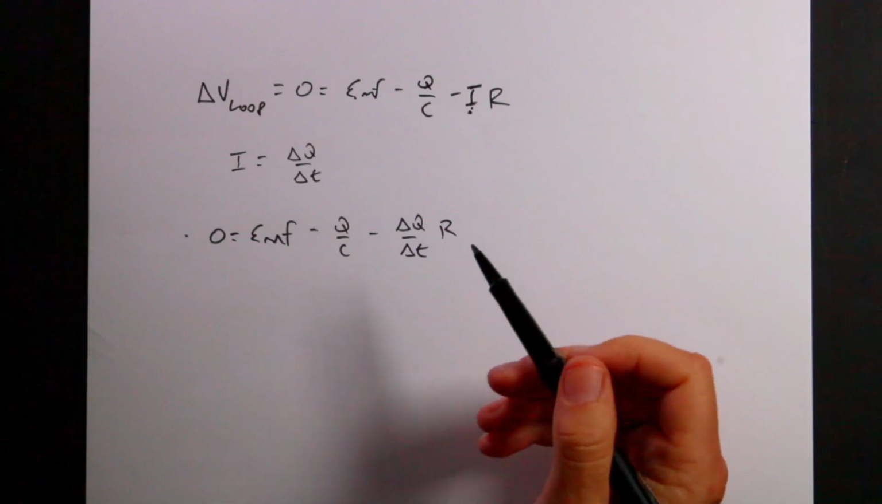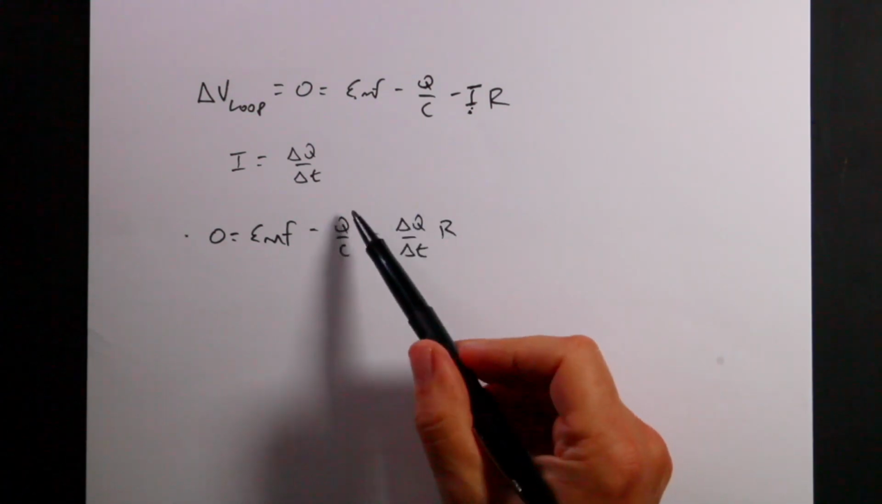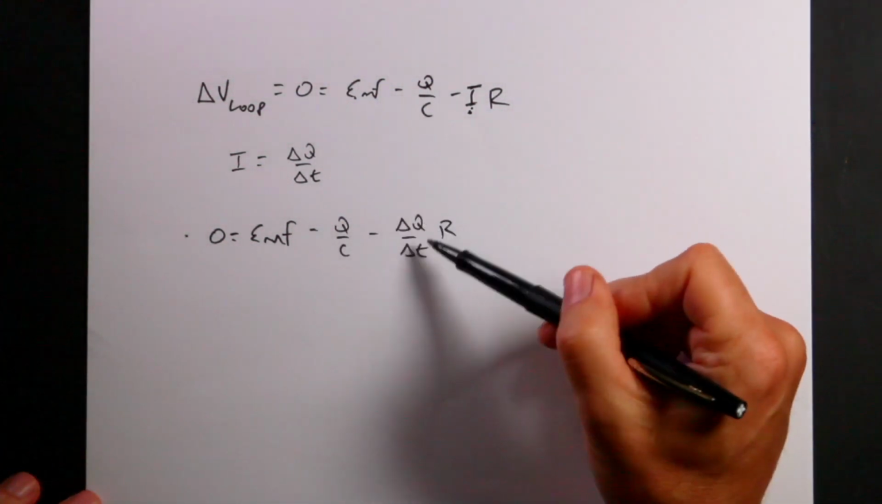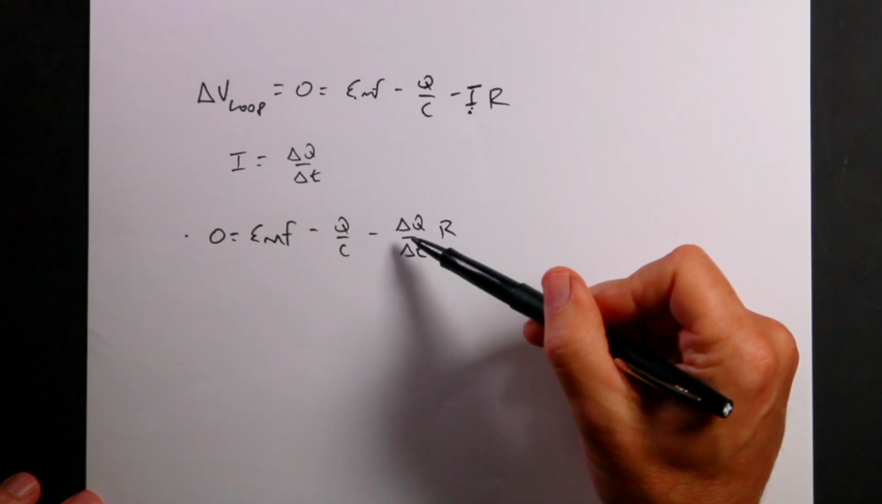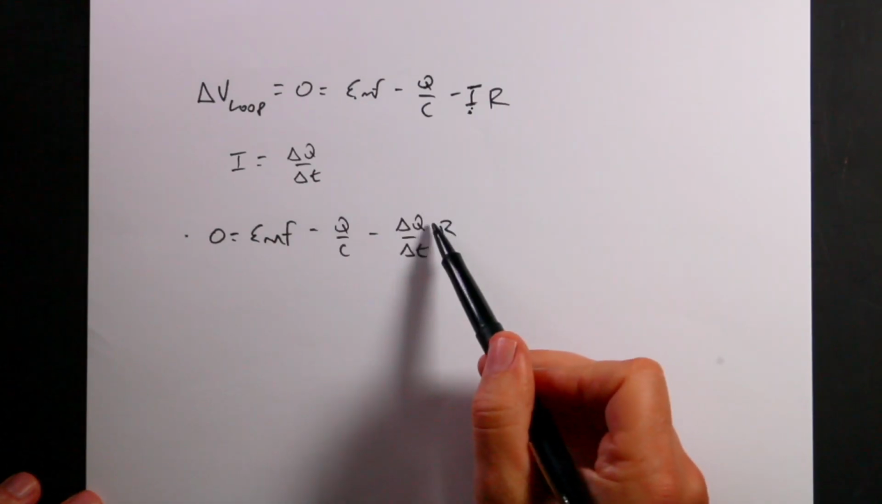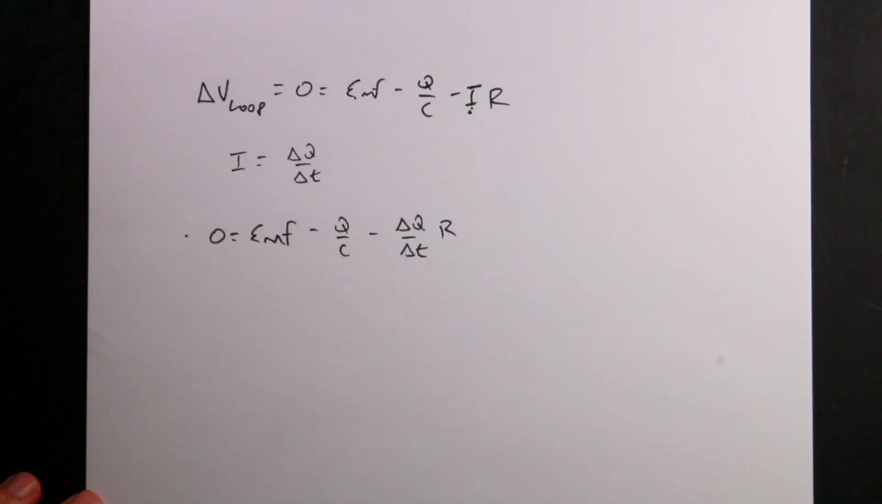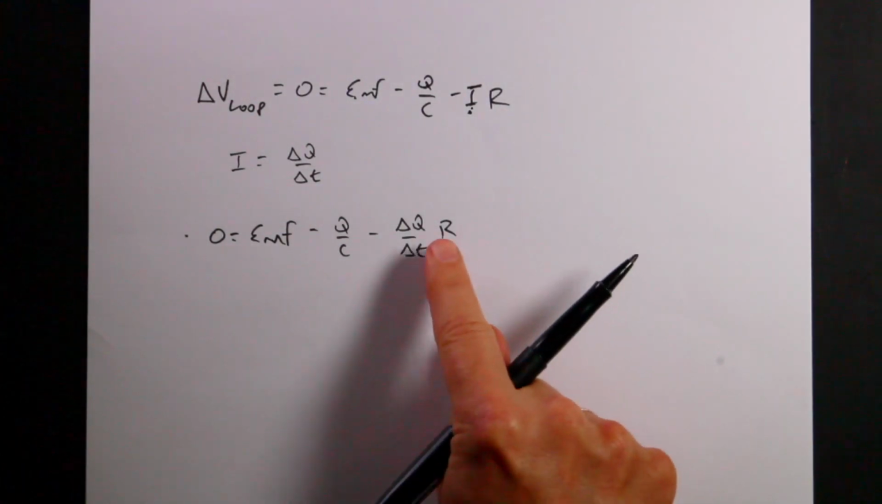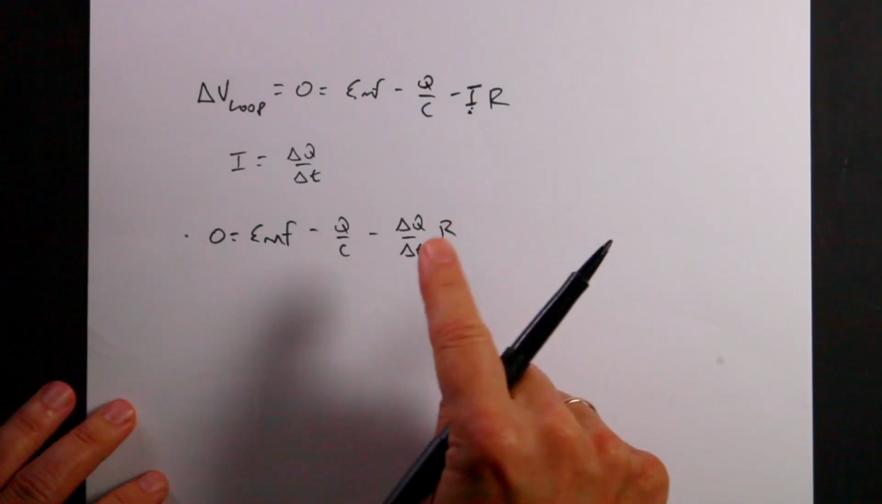Now, this is actually a differential equation, right? Because the current flow depends on this charge on the capacitor, but it's also how much the charge is changing. So here's how we're going to do this. I'm going to solve this for delta Q. So let's just do that. Let's solve this for delta Q.